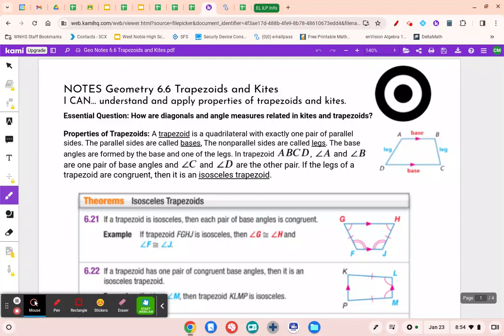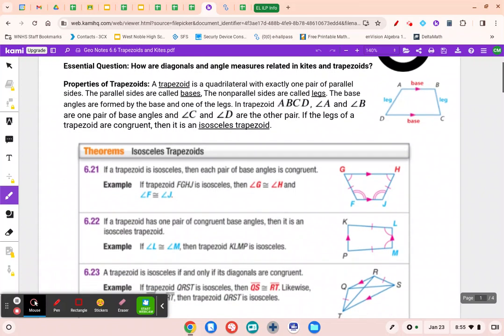Good morning. Today you are going to be learning 6.6 trapezoids and kites. This is the last section of chapter 6. Your learning target is I can understand and apply properties of trapezoids and kites. So we have an essential question. How are diagonals and angle measures related in kites and trapezoids?